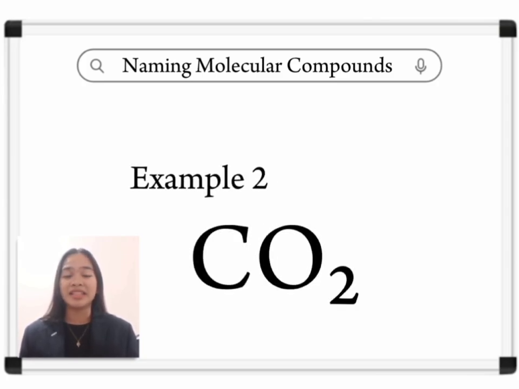This compound contains one carbon atom and two oxygen atoms. The prefix di indicates two oxygen atoms, and we apply the prefix to the second element and change oxygen to oxide. Now the correct name is carbon dioxide.